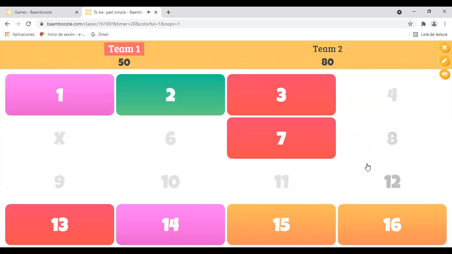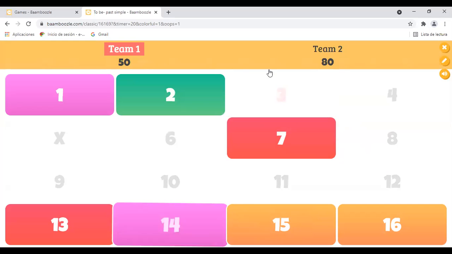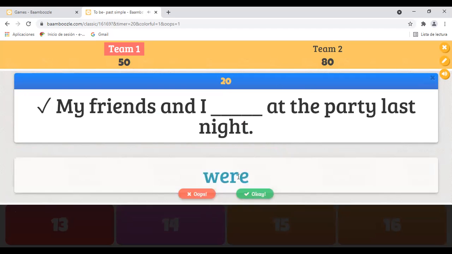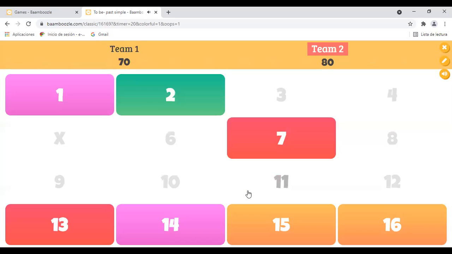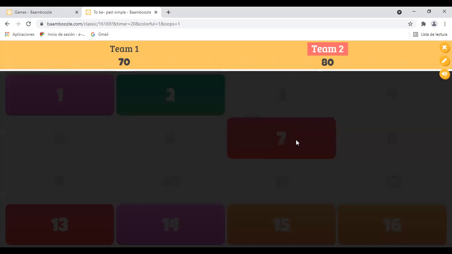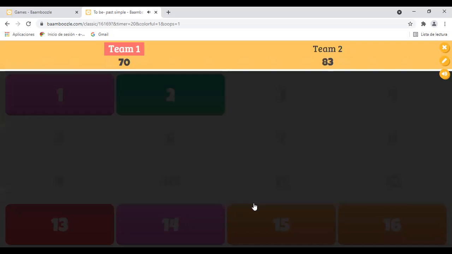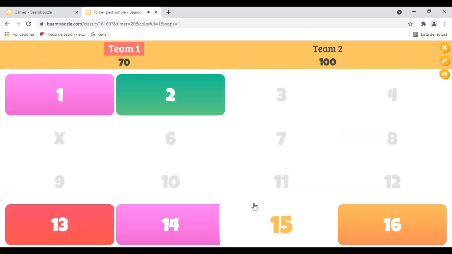Girls, it's your turn. Tell me a number. 3. Okay. My friends and I at the party last night. Where? Okay. Where? You are correct, girls. Only 10 points of difference. Boys, it's your turn. 7. Okay. My mom and dad in the garden. We're in the garden. Where? Okay. Excellent. Very good. Okay. 30 points of difference.